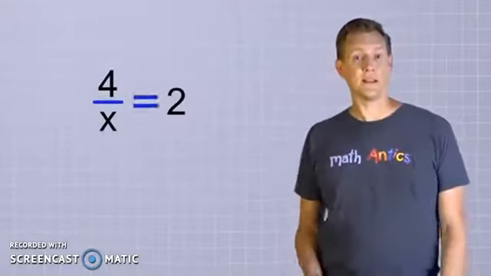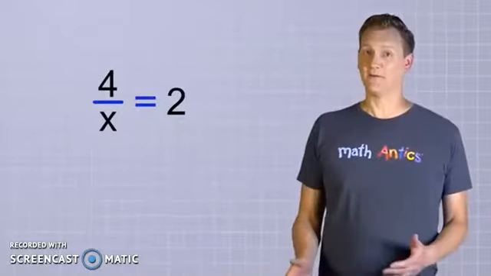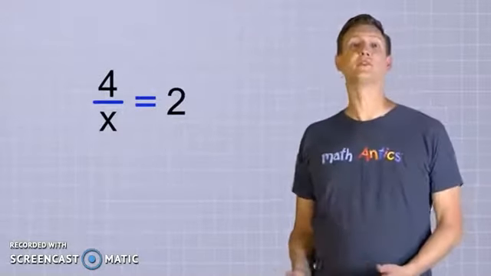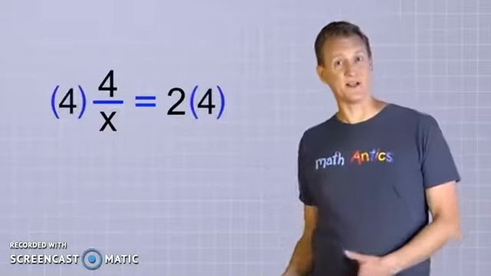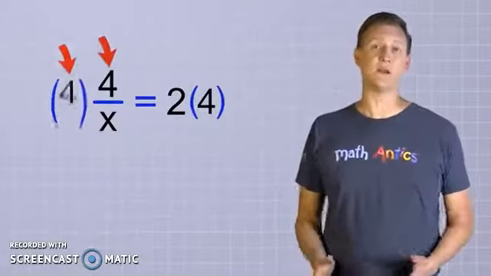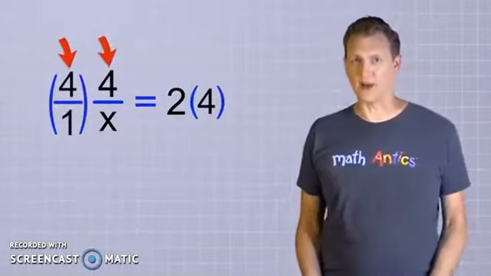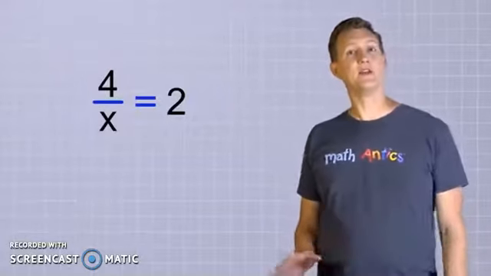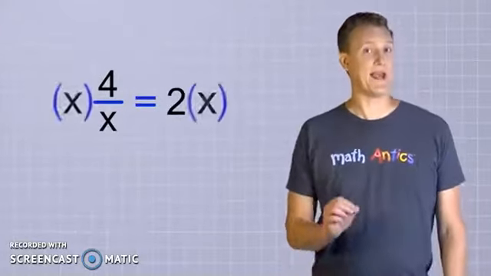4 over x equals 2. Well, your first thought might be to multiply both sides by 4, but that won't help us here, because both of the 4's would be on top, so they wouldn't cancel each other out. Instead, what we need to do is multiply both sides by x.